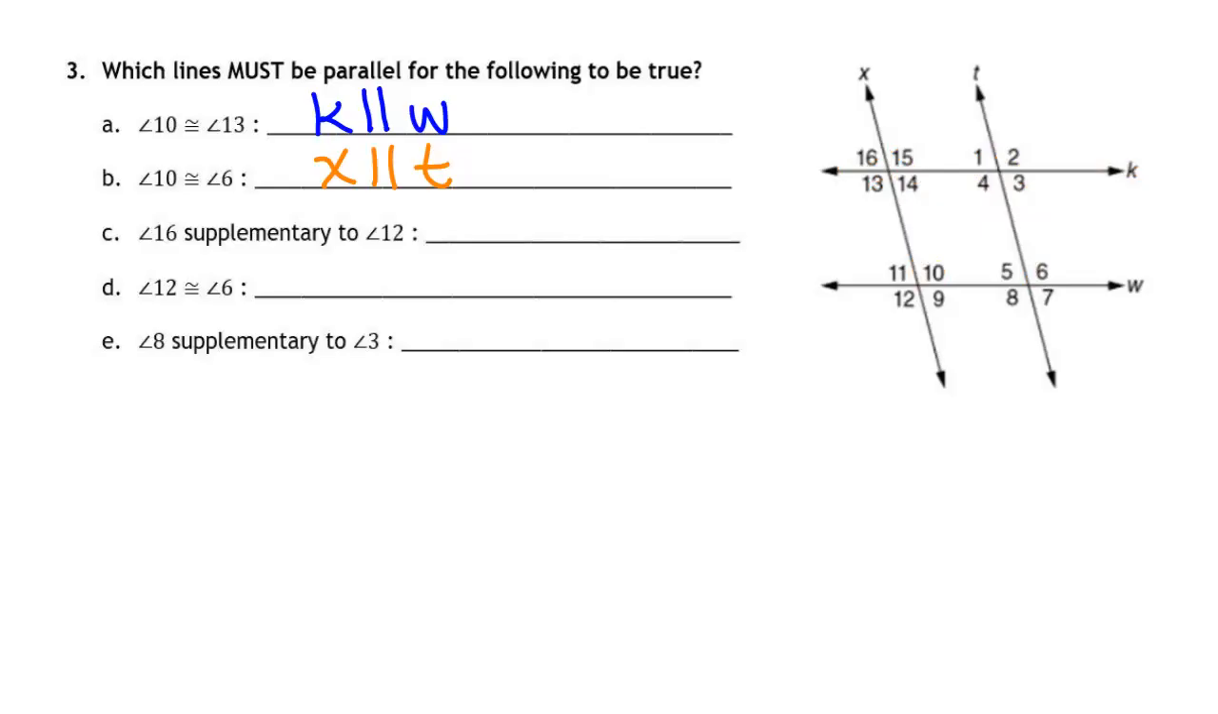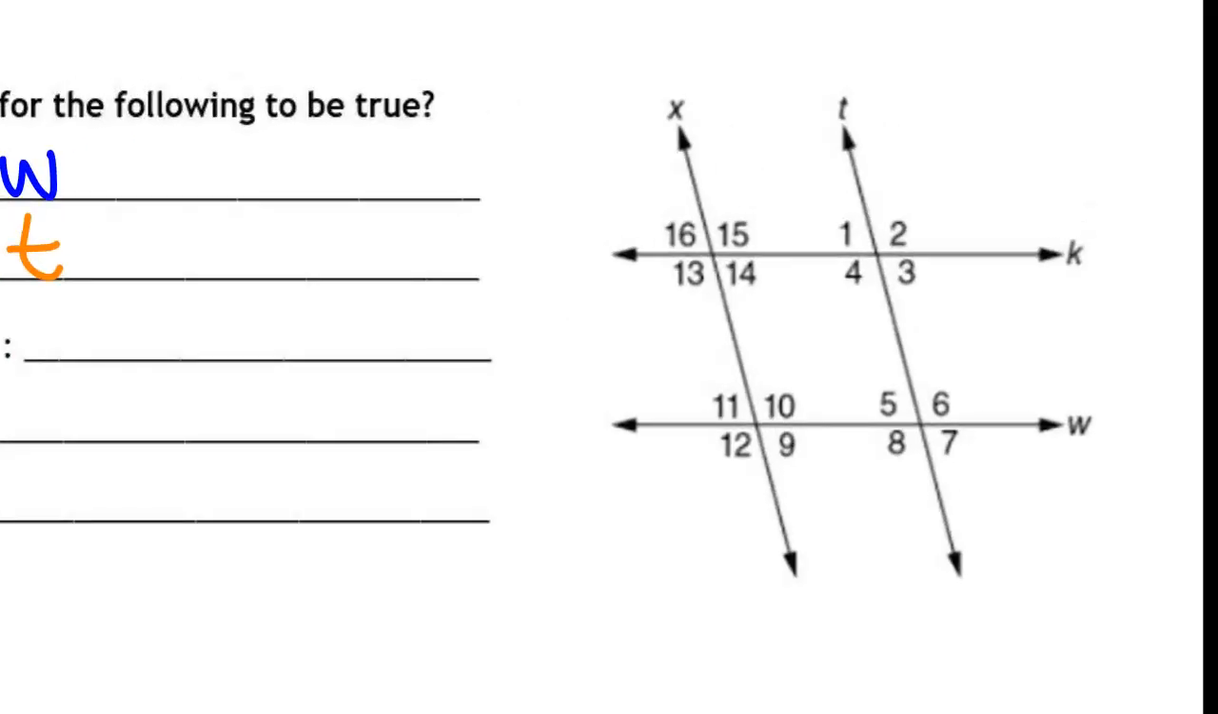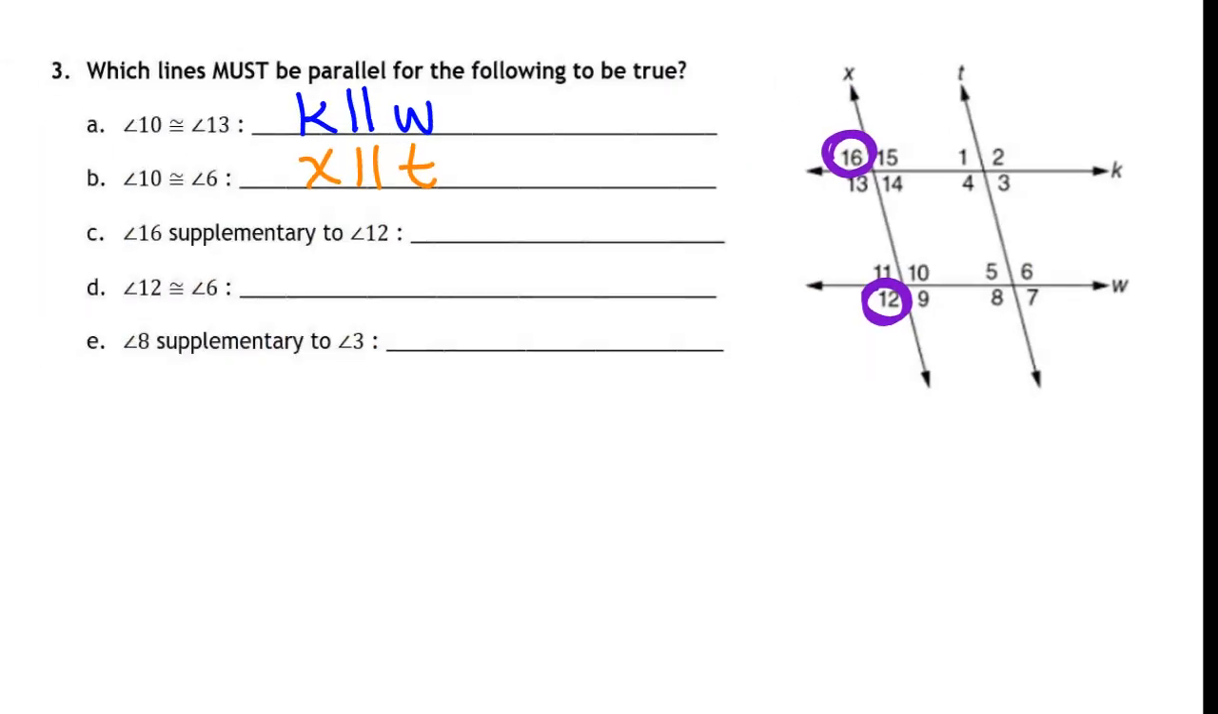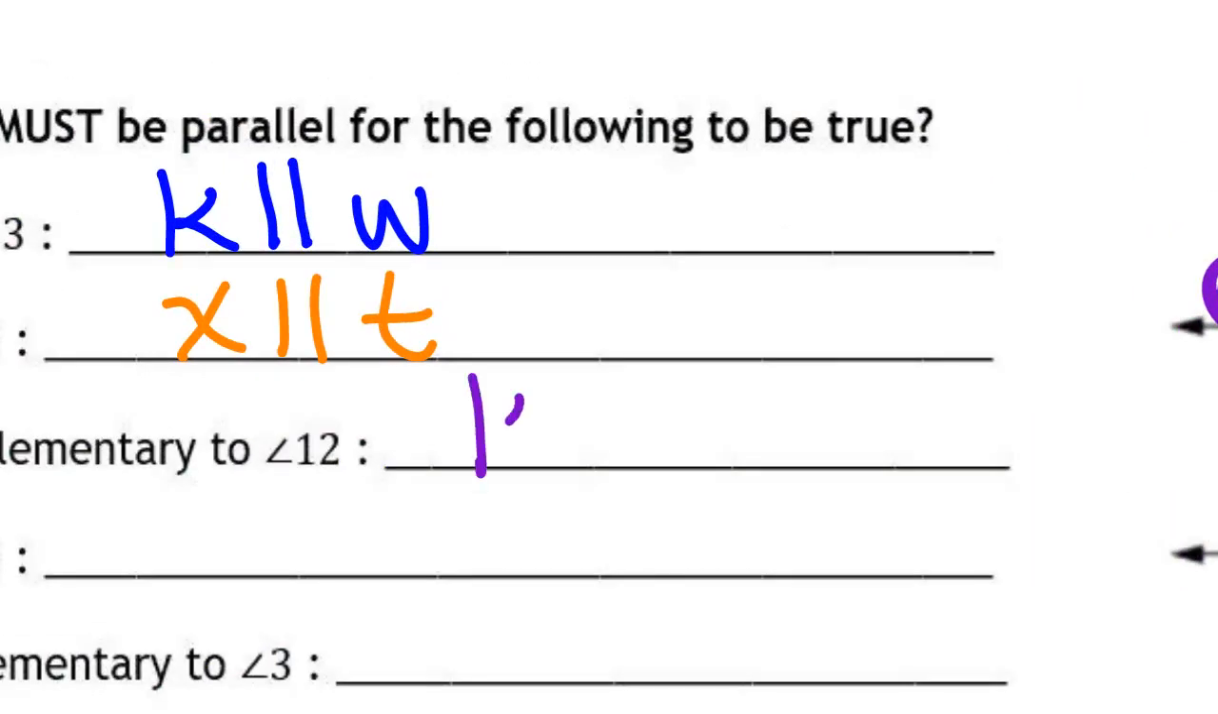Then it says 16 is supplementary to 12. Angle 16 is right here. It is supplementary to angle 12, which is right here. What line do both angles touch? X. What line do neither angle touch? T. Which lines would have to be parallel? K and W. K is parallel to W.